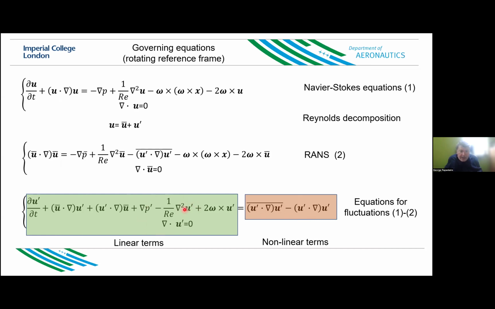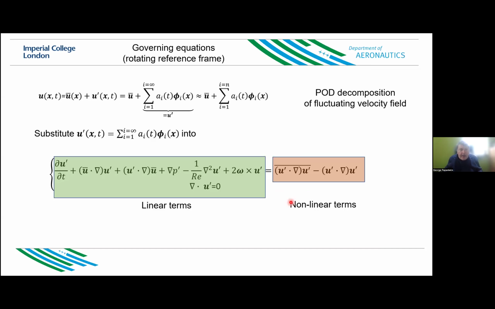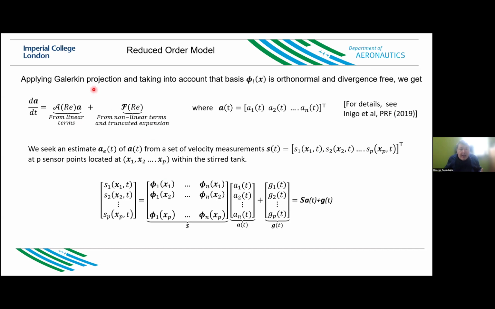So I have on the left the linear terms, on the right the nonlinear terms. What I do then is I take my POD decomposition that you can see here, and I substitute it into the equation for the fluctuations. Then I know the theory: I can apply Galerkin projection, taking into account that my POD basis is orthogonal and divergence free, and I can eventually get a system of equations that gives me the temporal evolution of these POD coefficients.